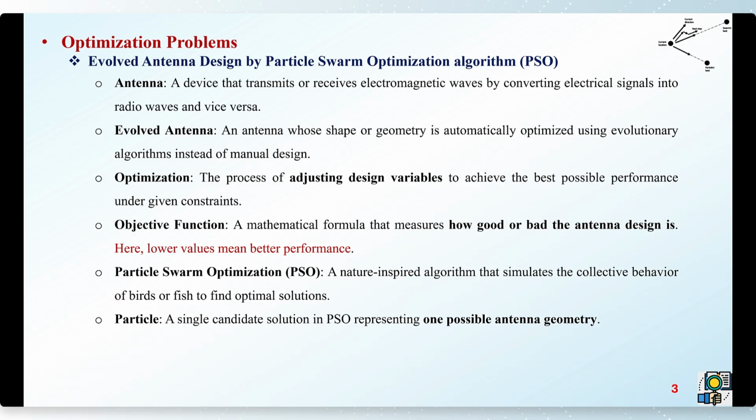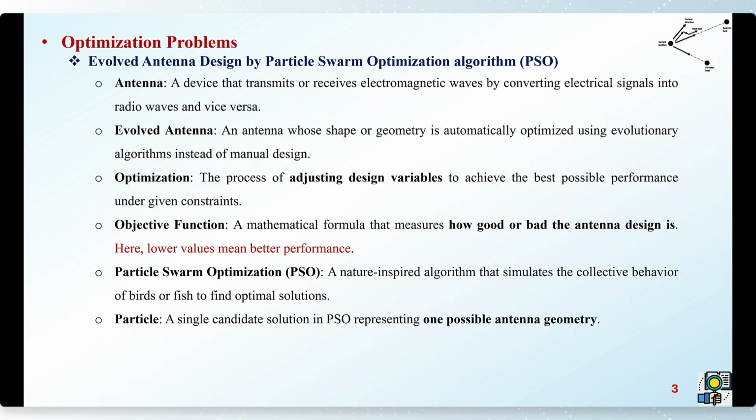The objective function here is a mathematical formula that measures how good or bad the antenna design is. Here, lower values mean better performance, as we are dealing with a cost function. PSO is a nature-inspired algorithm that simulates the collective behavior of birds or fish to find an optimal solution. Also, for more information about the PSO algorithm, please refer to section 1.